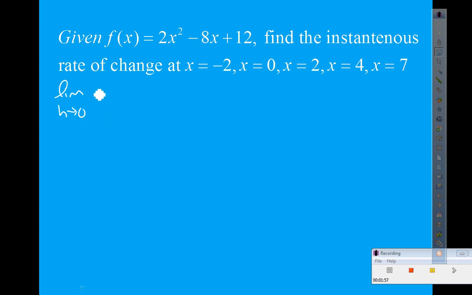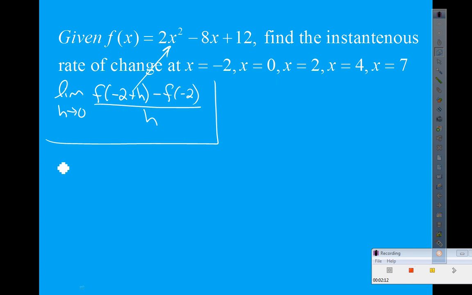The limit as h approaches 0 of f of -2 plus h minus f of -2 all over h. And then remember, we plug that up into there. And then after you get that one done, you would have to come back and do it again. The limit as h approaches 0 of f of 0 plus h minus f of 0 all over h. And then after you get all that work done, you'd have to do it another time, and another time. So this would really be 5 problems at once. And Lord knows we don't want to do that.